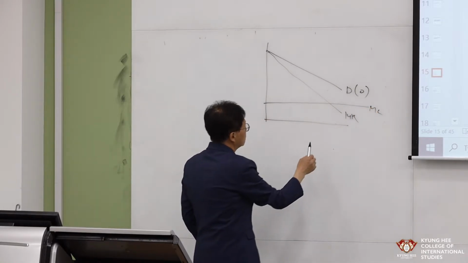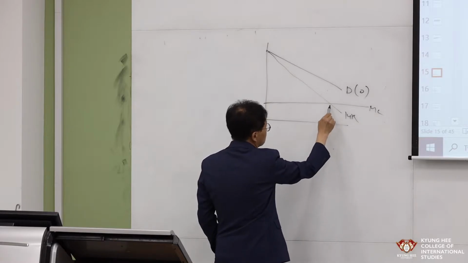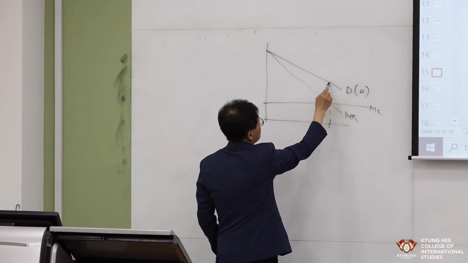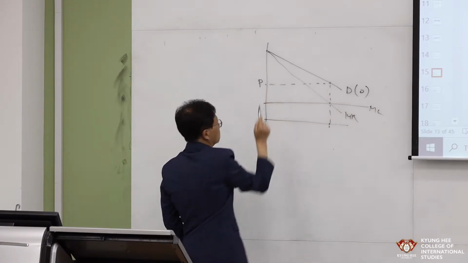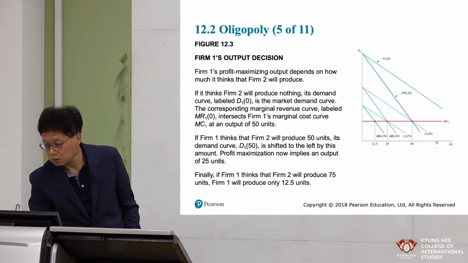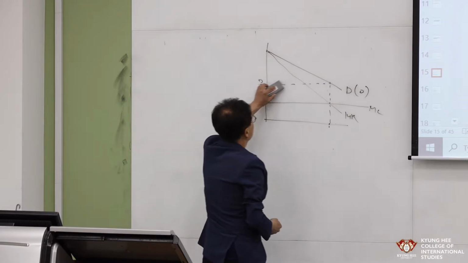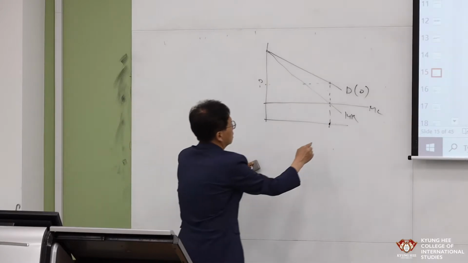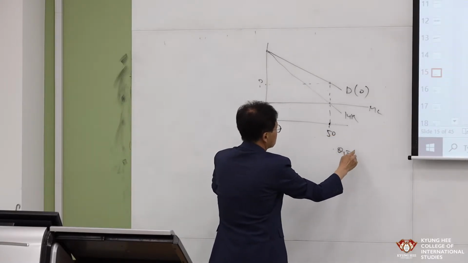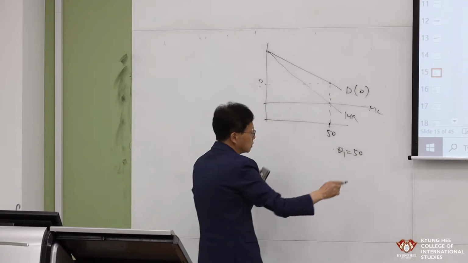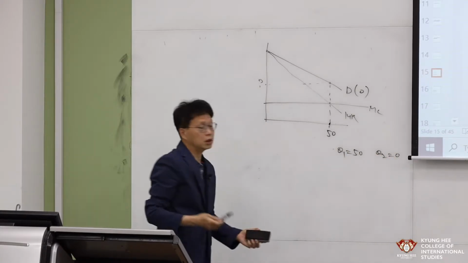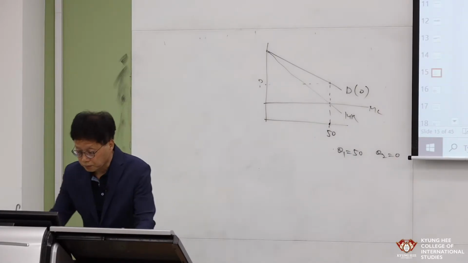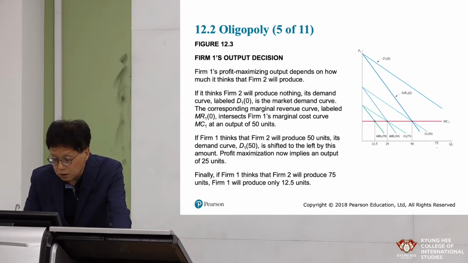The profit maximizing condition says you produce Q where marginal cost equals marginal revenue and charge this price. Thinking only about quantity, this company's production is this one. How many? 50, right? Q1 production is 50 under the assumption that Q2 produces nothing. And now, what is next?